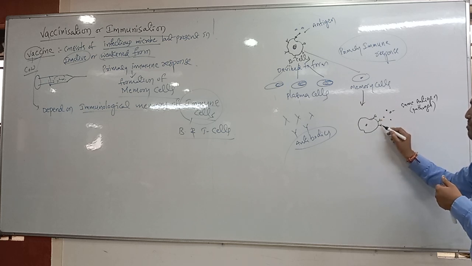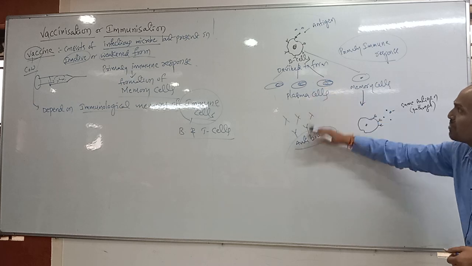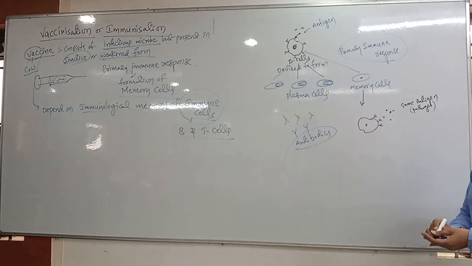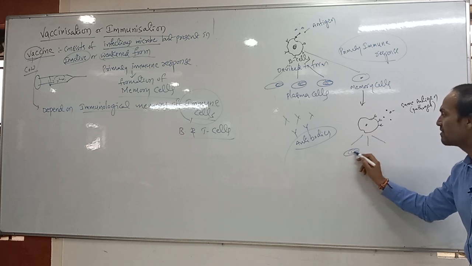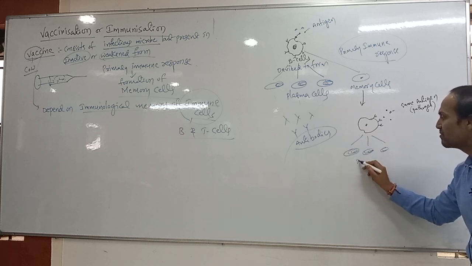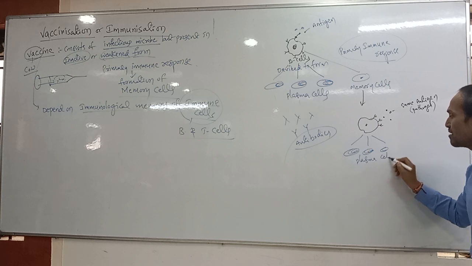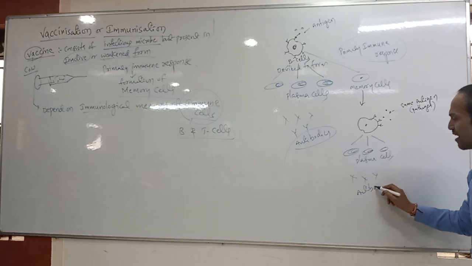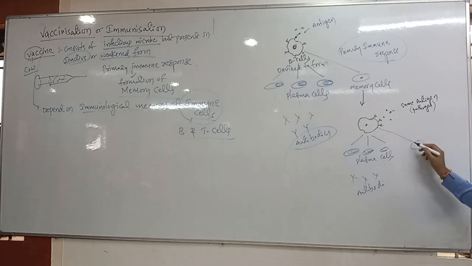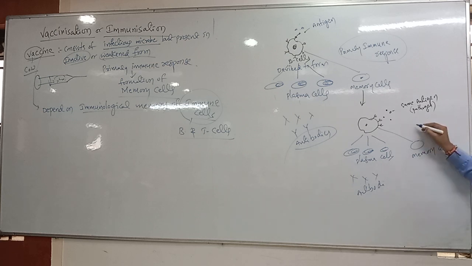The same phenomenon takes place here. Same phenomenon means what? Memory cells again divide to form which cells? Plasma cells. What is the function of plasma cells? Producing antibodies. Along with the antibodies, which cells are also developed? Memory cells. This is called which response? Second immune response. Got it, students?